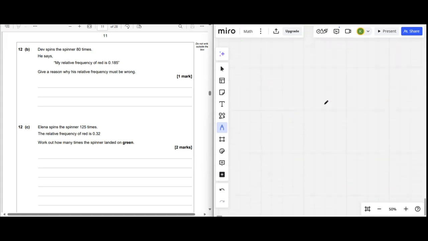And another one, Elena, spins the spinner 125 times, and she's saying that the relative frequency is 0.32. Work out how many times the spinner landed on green. Oh, that's interesting. Okay, let's find the red. Should we find the red? Yeah, we should find the red. Okay, how to find the red?